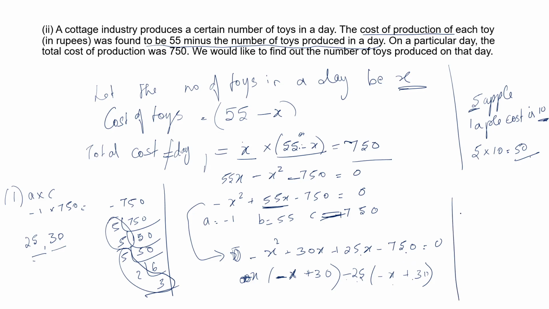So now in the next step, minus x plus 30 is common. Then what is remaining in first? x minus 25 equal to 0. So x is equal to 30 or x is equal to 25. So this is the solution. So the number of toys produced in a day is x, so it can be either 30 or 25. Okay.